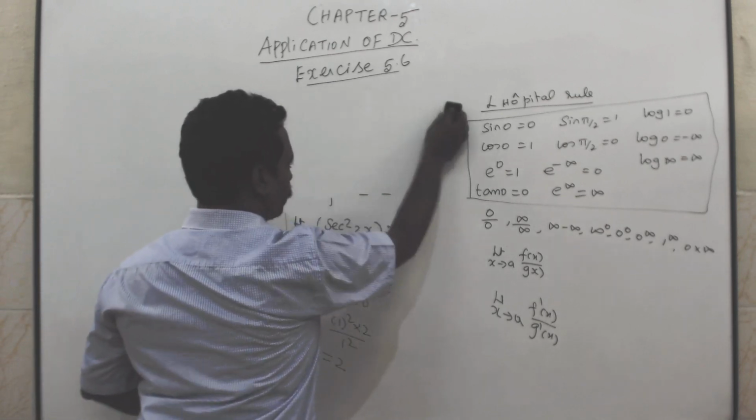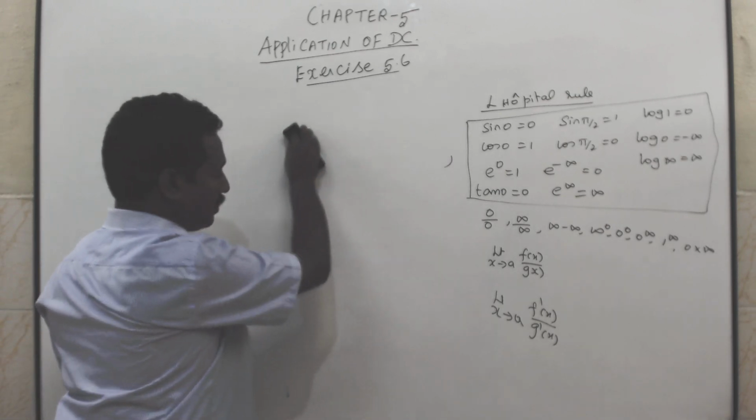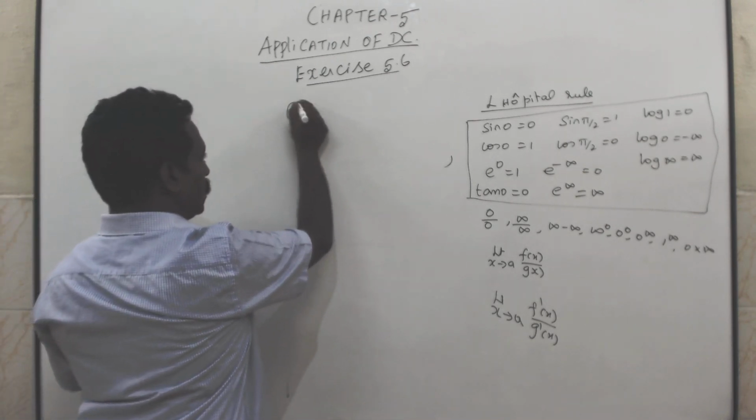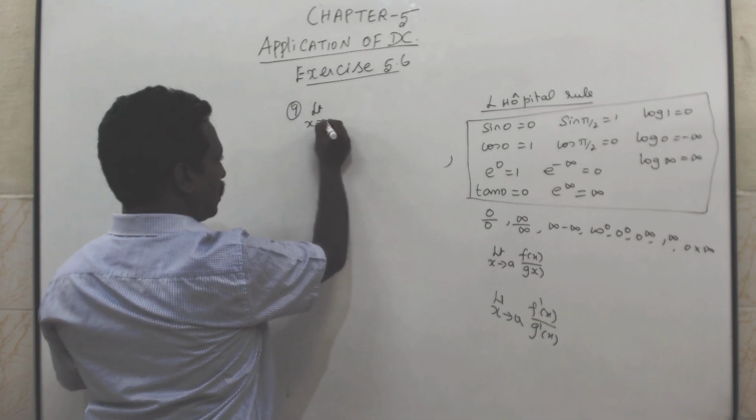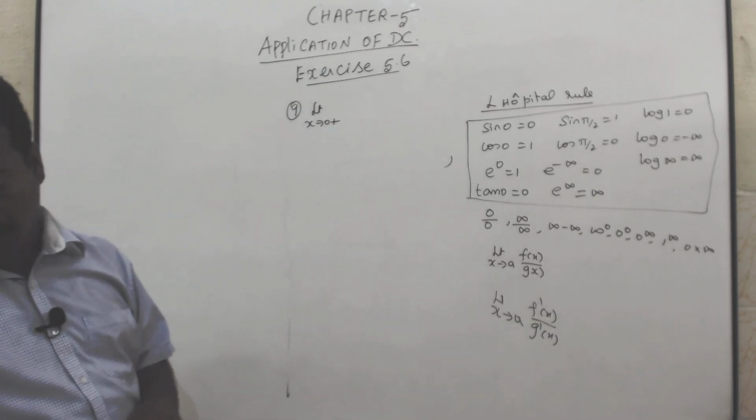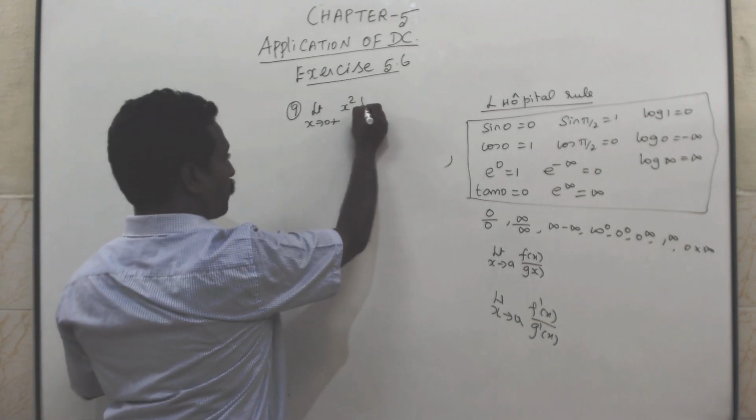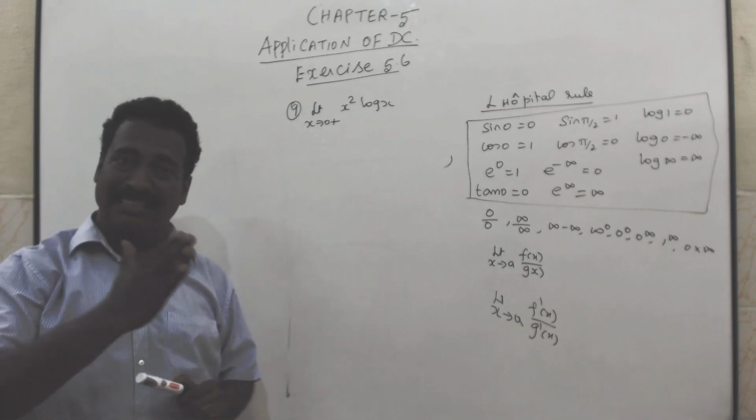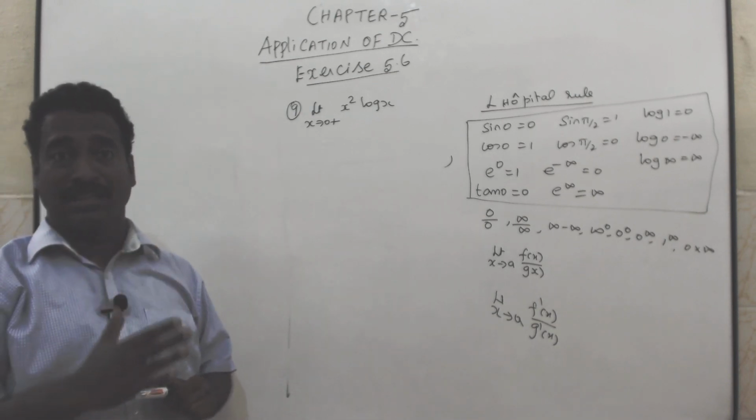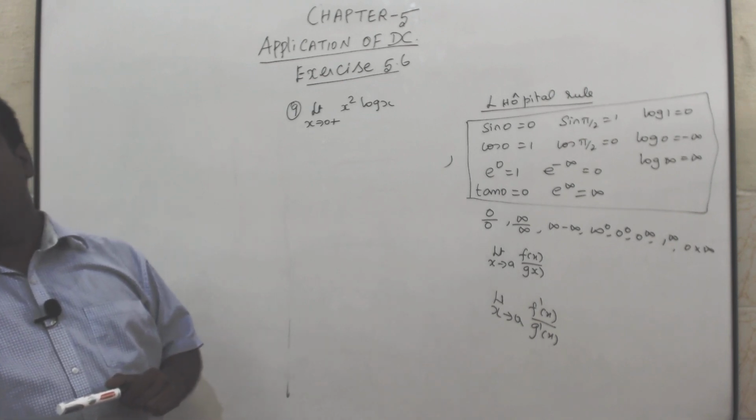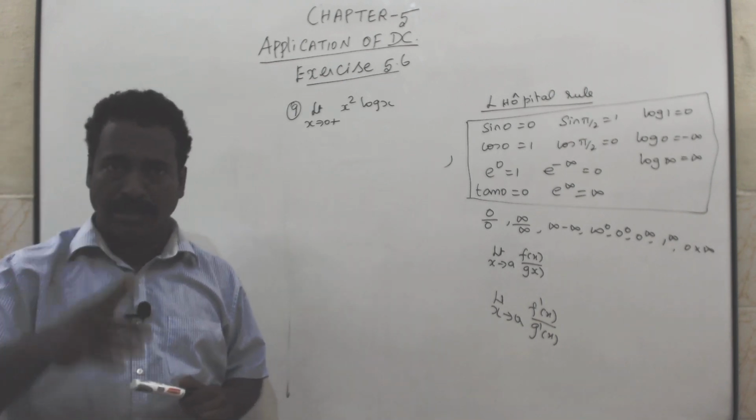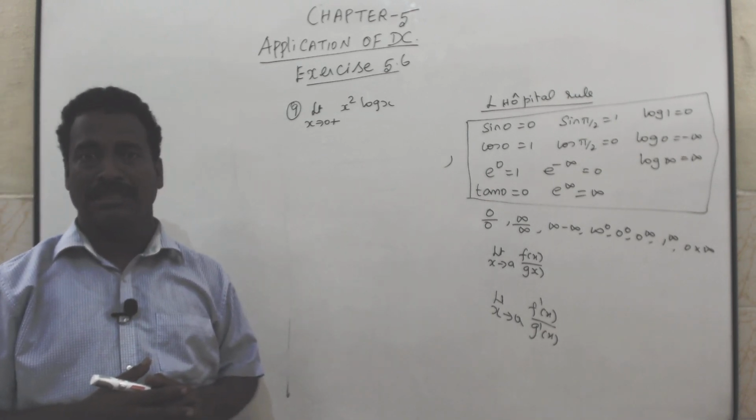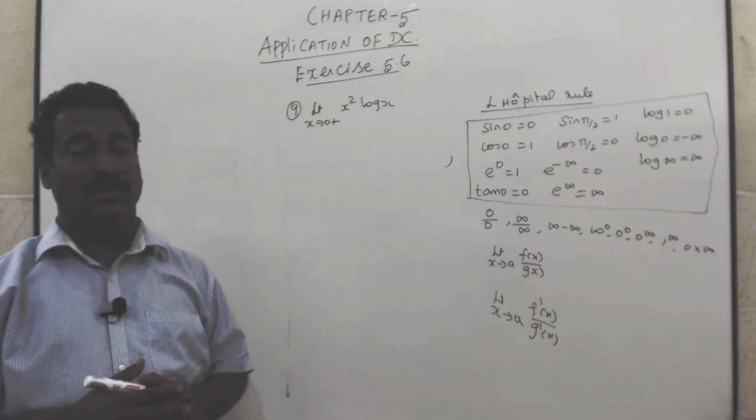Now the next problem, problem number 9. Limit x tends to 0 plus, x square log x. Why 0 plus? Because log x does not exist when x is 0 or less than 0. 0 plus means it is above 0. The log x curve exists only in the first and fourth quadrant. It does not exist in the second and third quadrant. That's why 0 plus.